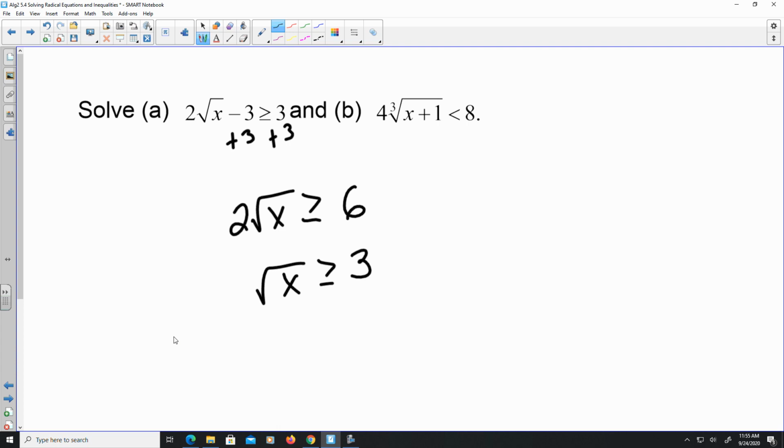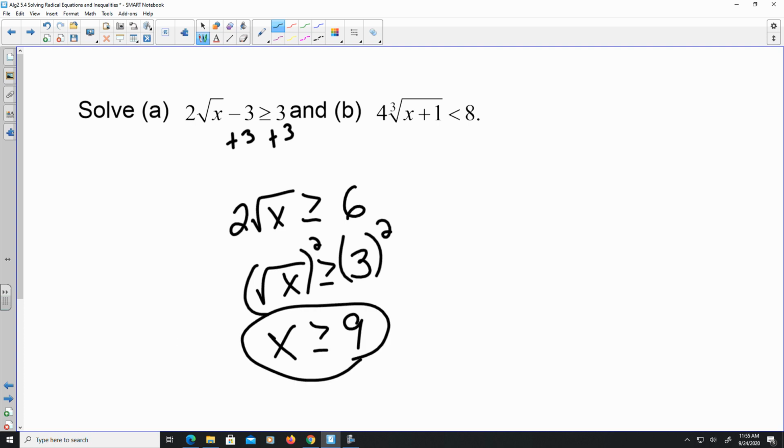I got my square root isolated, square both sides. So now x is greater than or equal to 9. And remember all rules of inequalities. So if you multiply or divide both sides by a negative number, you have to flip the inequality. Please remember that. Here I got to divide by 4.